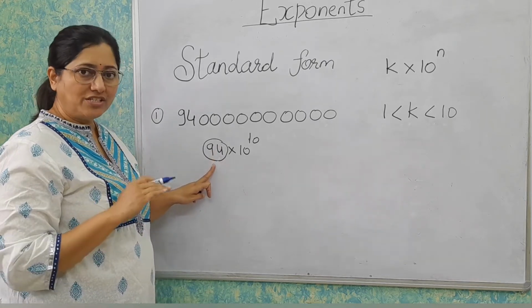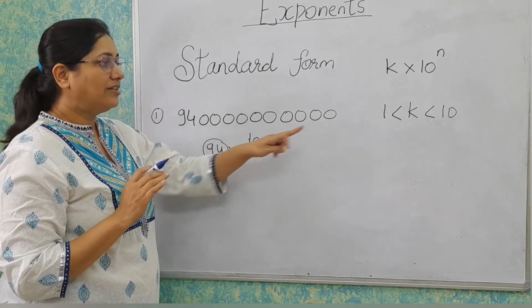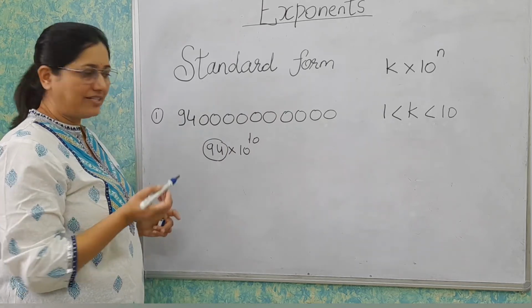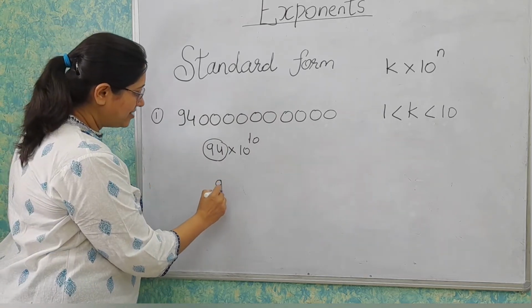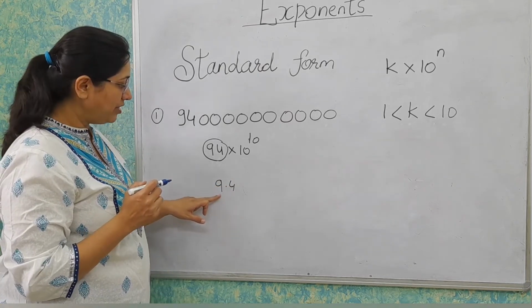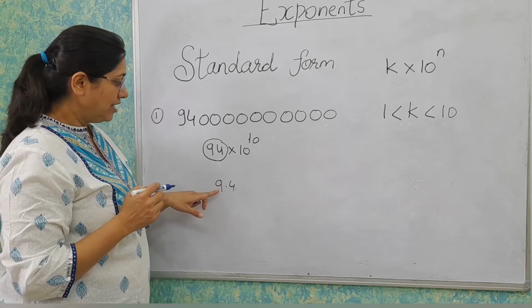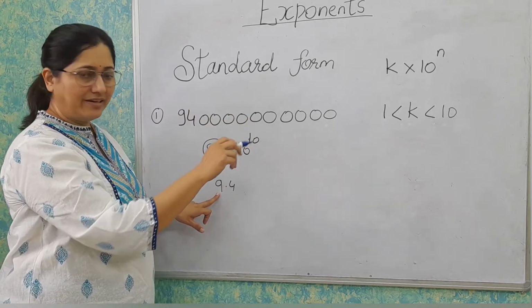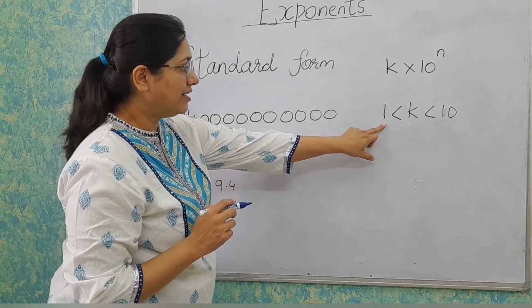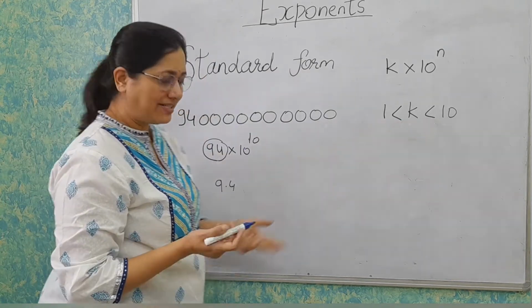Now I have to change this 94 to be smaller than 10. And how can I do that? I just have to put a decimal. So I can write it as 9.4. If I put a decimal in between these two numbers, then this 9 is less than 10. So both the conditions are now fulfilled: 9 is greater than 1 and 9 is less than 10.